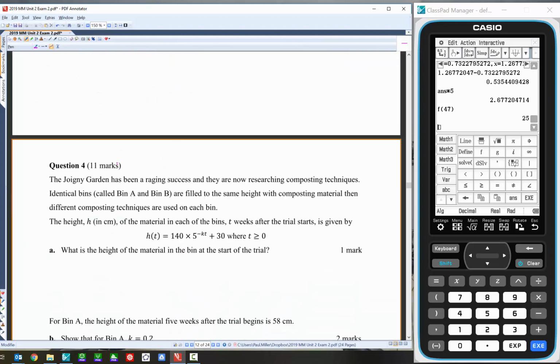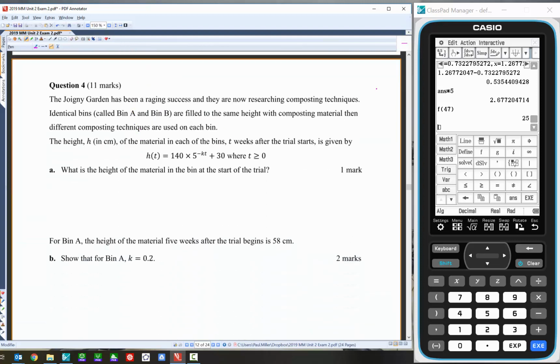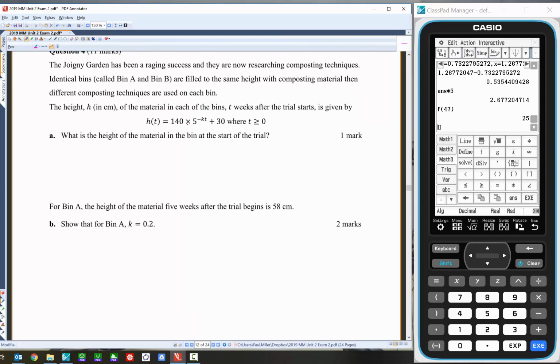All right, question 4. The Joanie garden has been a raging success, and now they are researching composting techniques. 2 bins filled to the same height with composting material, then different composting techniques are used on each bin. Okay, what's the height? Many of you guys buggered up this first question here. Just be careful with exponential functions. All right, so what's the height of the material in the bin?